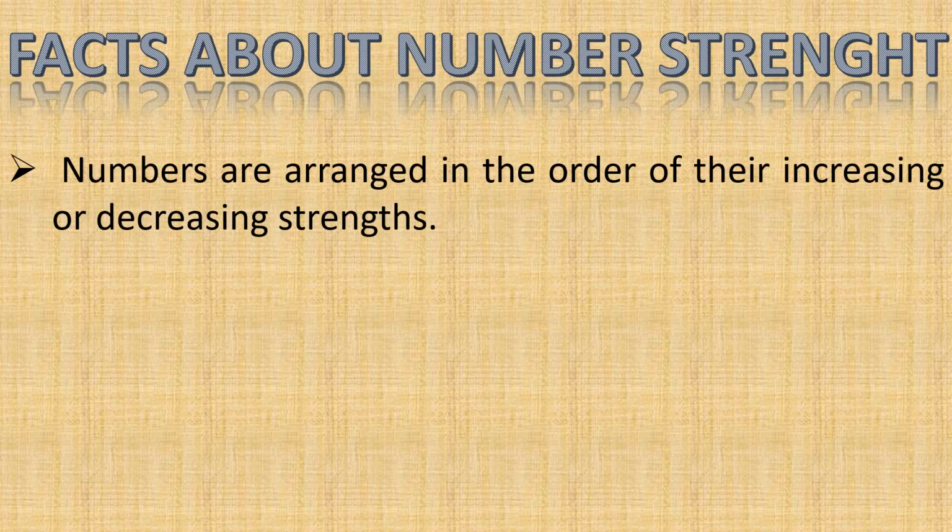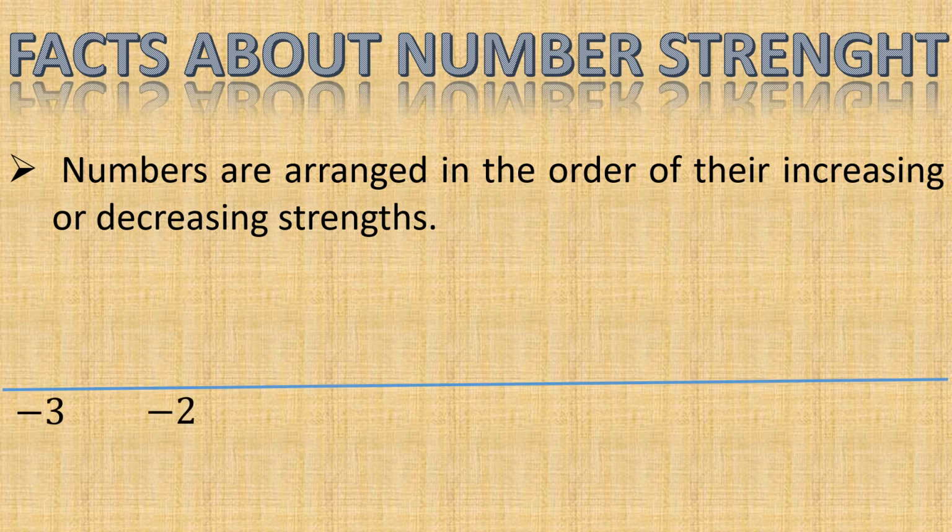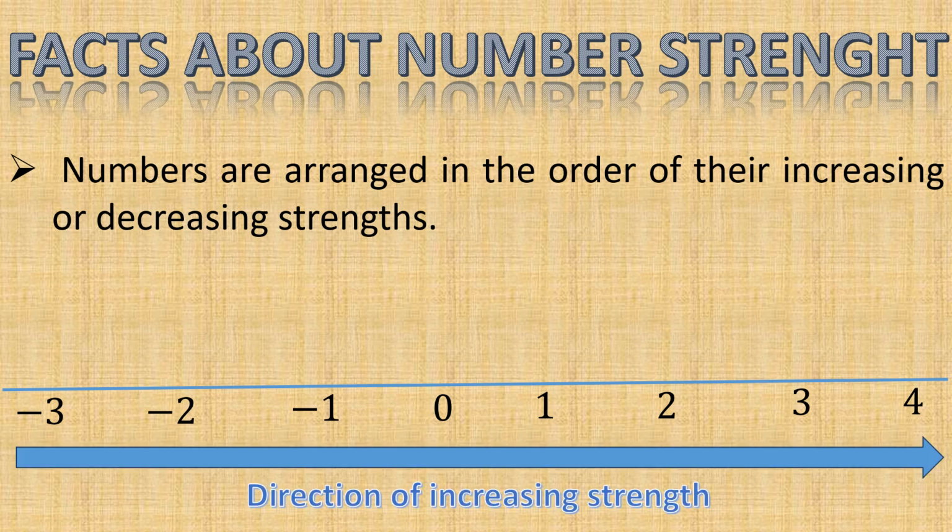Numbers are arranged in the order of their increasing or decreasing strengths. For instance, counting in ascending order means counting from -3 to +4. This progression can be visualized on a number line like this. While counting from +4 to -3 represents a decrease in magnitude or strength.